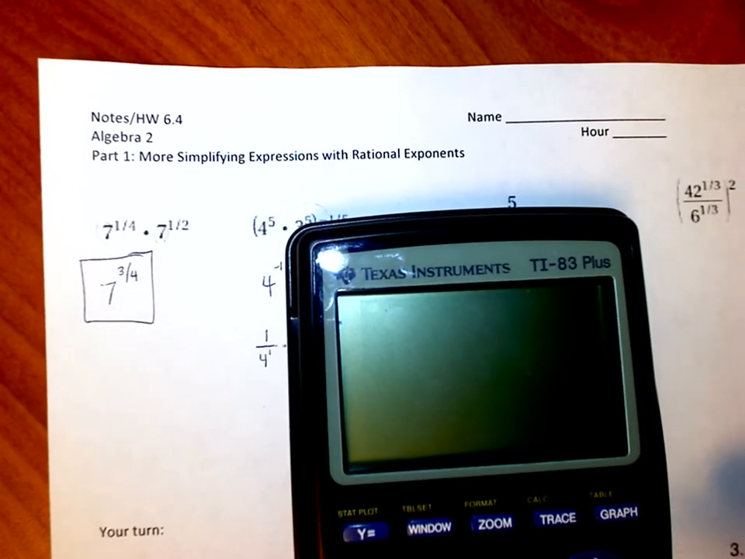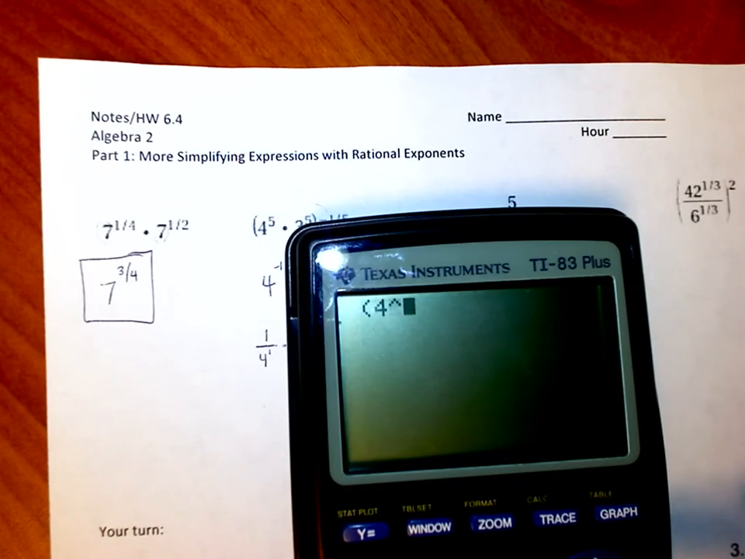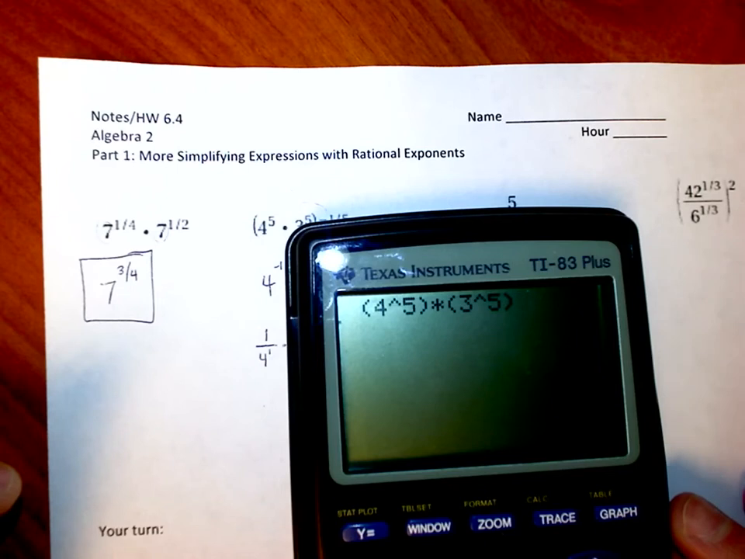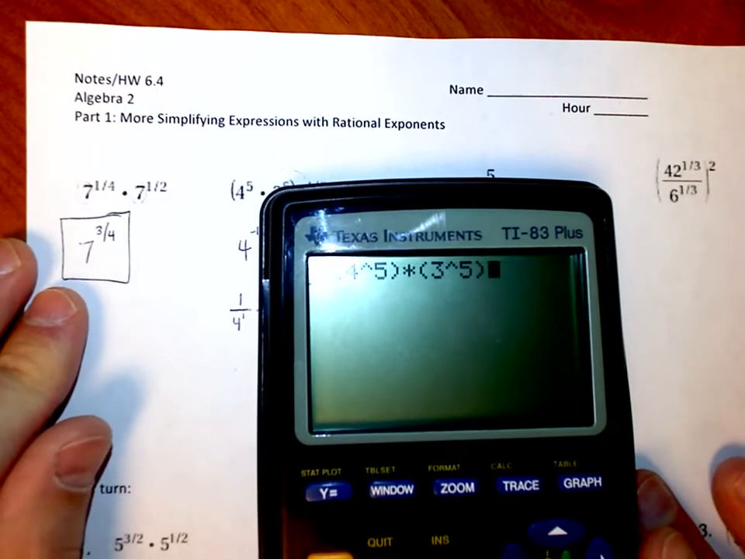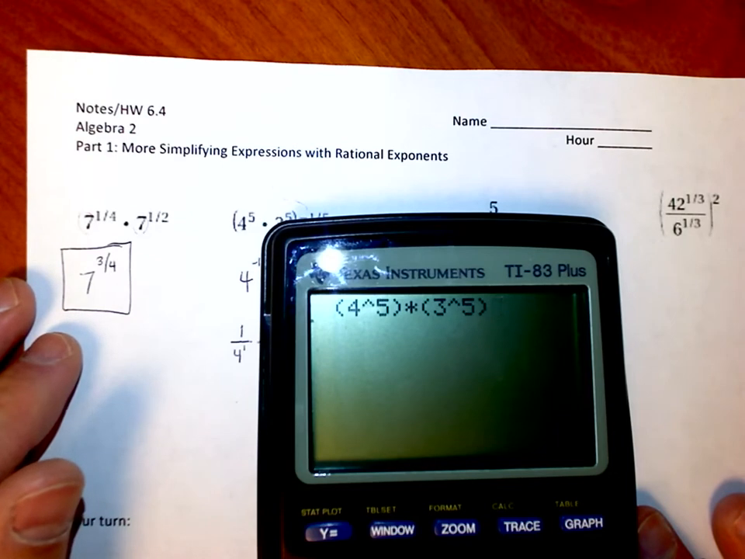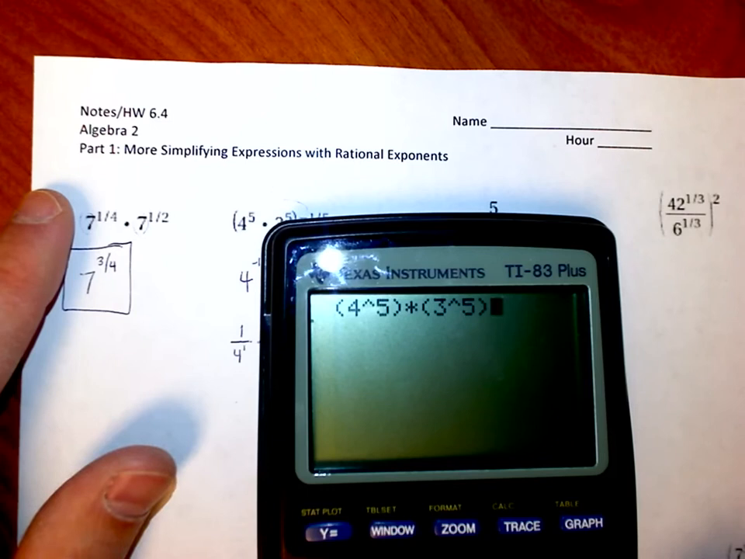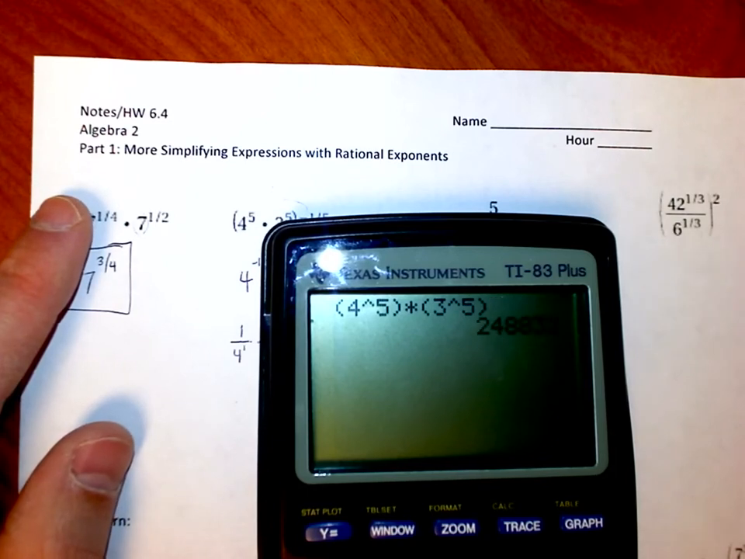What I can do is take 4 raised to the 5th times 3 raised to the 5th, and I'm going to use parentheses to separate those out. Not that they're necessary. If you really know your order of operations, you'll understand that those parentheses are kind of pointless, but it's a good idea to get in the habit of separating those things out with parentheses, because sometimes it will matter. So I have that number.